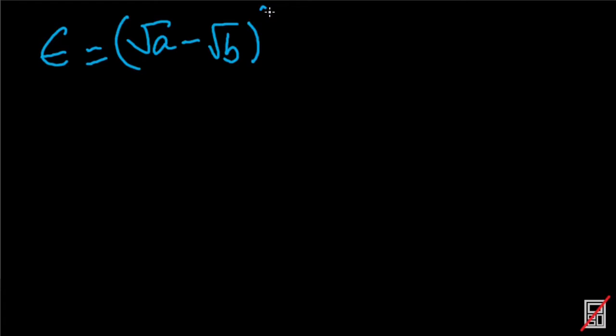But we can do a bit more than that. We found that our difference, which we'll call epsilon for the error, is equal to root a minus root b, squared, over 2. Now, I don't like these square roots because it's kind of difficult.